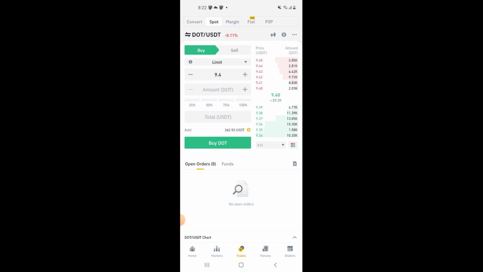And then from here you can choose buy or you can choose sell. If you have the DOT coin, you sell your DOT coin and you get USDT, and if you have USDT in your wallet, you choose buy, so you get the DOT.